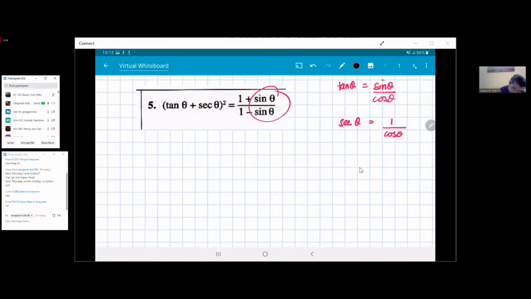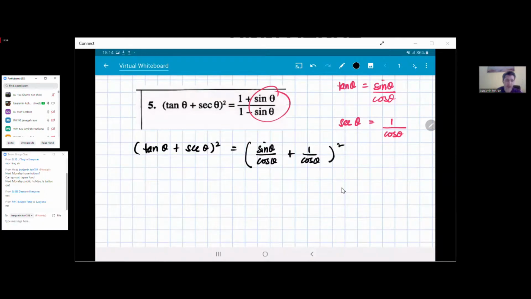So, soalan dia tangent theta plus secant theta bracket square. So I change 1 by 1. So bracket first because we have a fraction here. Okay, I think all of you are muted, right? Because we don't have some disruption. Okay. Tangent is sine per cos plus this is 1 over cos and then bracket square. Okay. So nampak tak? Now I have two fraction, dua pecahan.